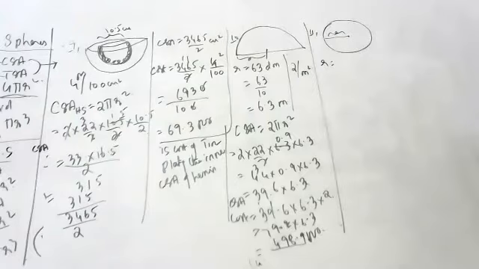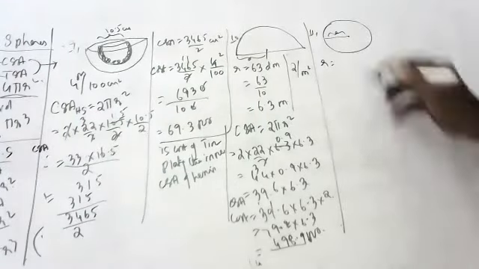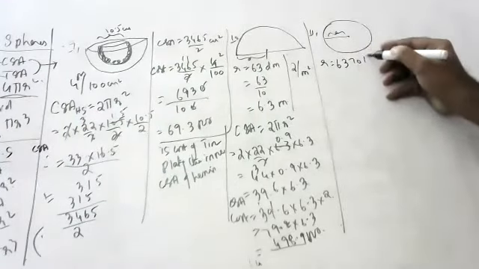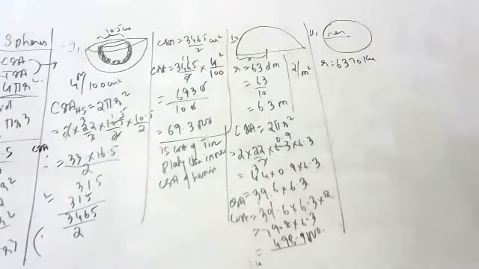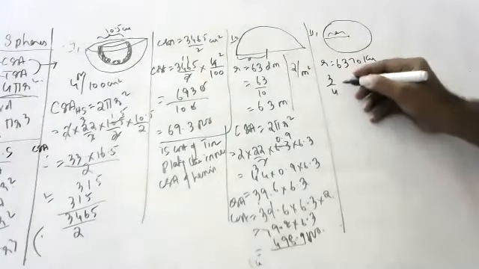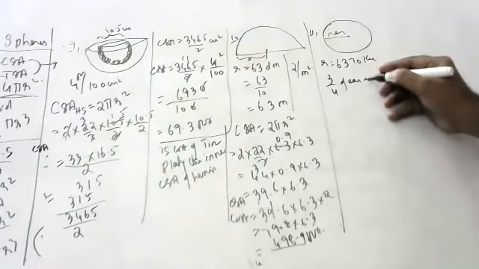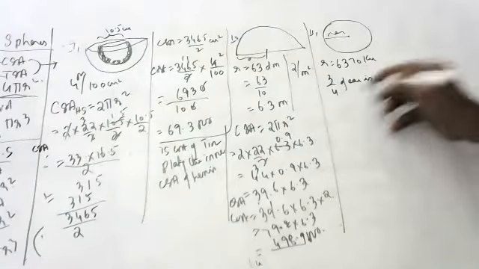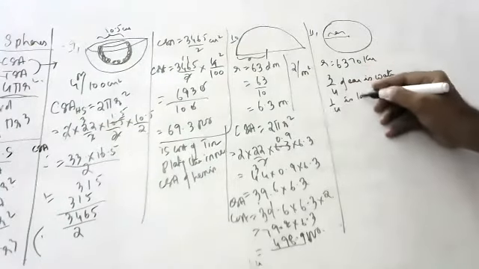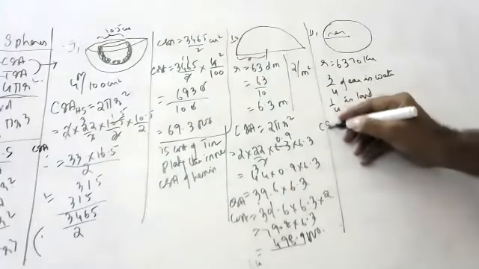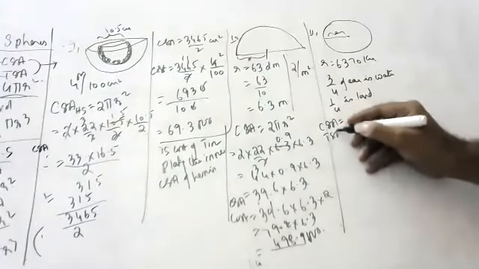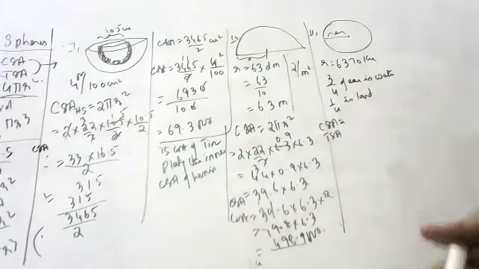Keep your calculators ready, children, because it's a big calculation. 6370 kilometers. And how many square kilometers is the area of the land, if 3/4 of Earth is covered with water? So only 1/4 is land. So we have to find out the CSA or TSA, which is the same for a sphere.